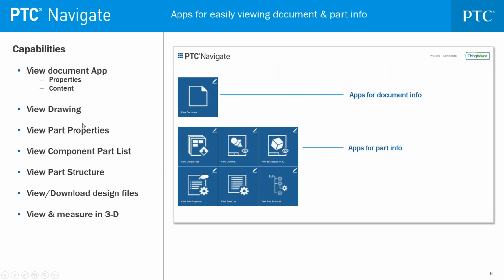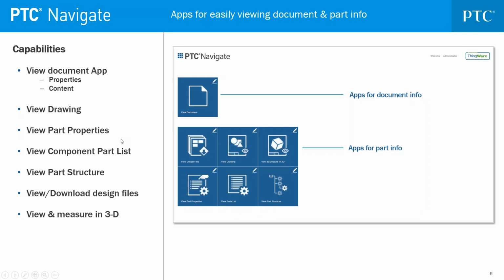Now, in terms of Navigate, Navigate itself currently is used for viewing purposes. So in the future, the plans are to release apps that would allow users to upload something into Windchill or participate in some workflow tasks. But today, Navigate is used only to view information. And there are several apps that the administrators can expose to different user roles to view things like only drawings, maybe part structures or parts lists of an assembly.